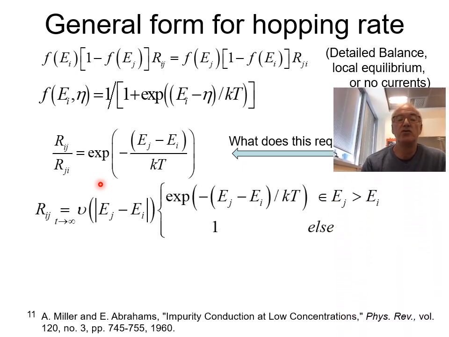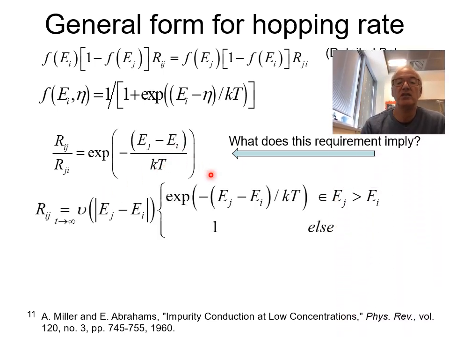But the simplest way to fulfill it is, if we are going up in energy, we have to pay the penalty of this energy difference. All of it is being paid only in the upward direction. And if we are going down, we don't pay anything, the probability is 1. Of course, all this can be preceded by some kind of prefactor that doesn't have to be constant.